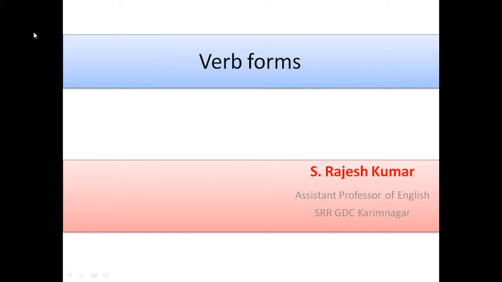Our topic is verb forms. I would like to teach you verb forms and models in this lesson. So we see verbs are main verbs and helping verbs. In this video, I'm going to teach you what helping verbs are. Helping verbs are divided into primary auxiliaries and modal auxiliaries. So let us see what they are.